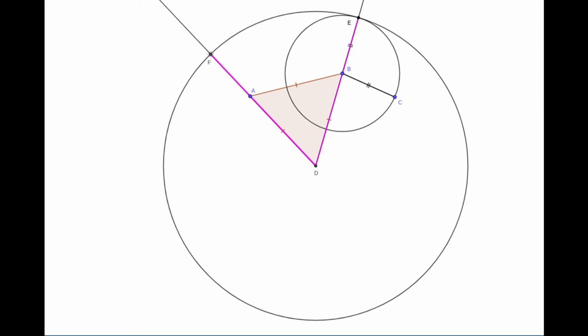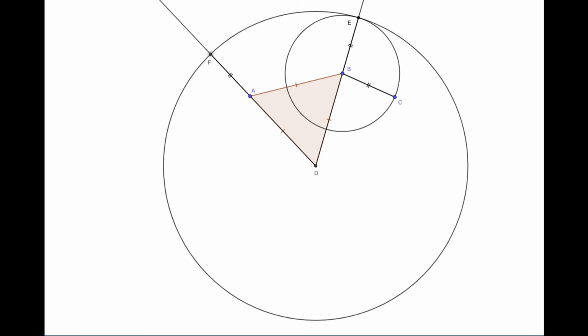Now, from Common Notion 3, because segment DF is equal to segment DE, and because segment DA is equal to segment DB, if we remove those two segments, the two remaining segments will also be equal. And so that gives us that our segment AF is equal to our segment BE.